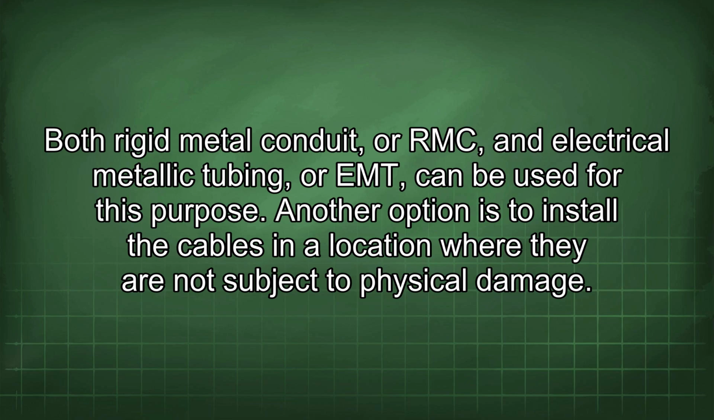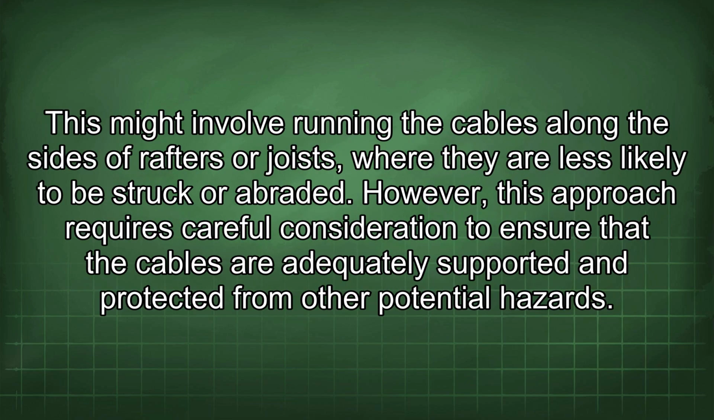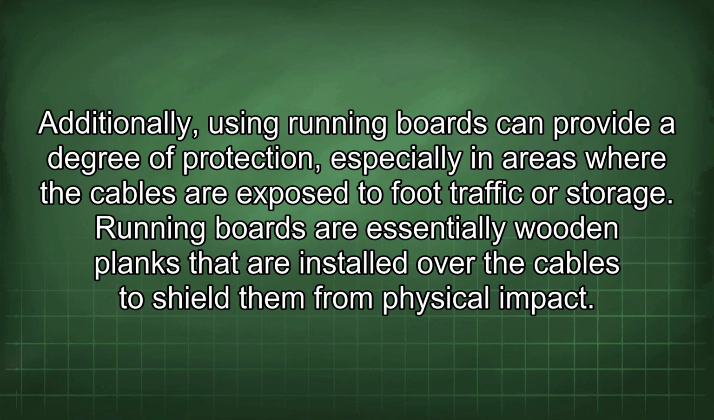Another option is to install the cables in a location where they are not subject to physical damage. This might involve running the cables along the sides of rafters or joists, where they are less likely to be struck or abraded. However, this approach requires careful consideration to ensure that the cables are adequately supported and protected from other potential hazards. Additionally, using running boards can provide a degree of protection, especially in areas where the cables are exposed to foot traffic or storage. Running boards are essentially wooden planks that are installed over the cables to shield them from physical impact.